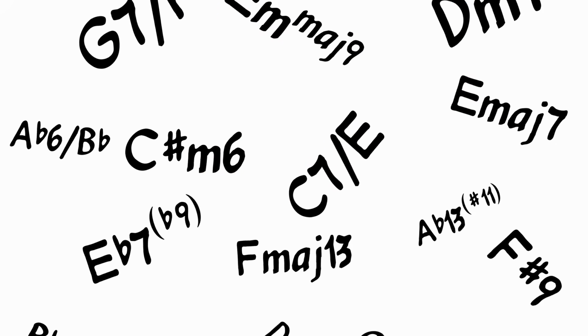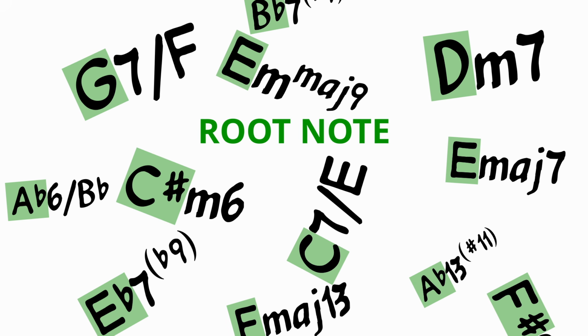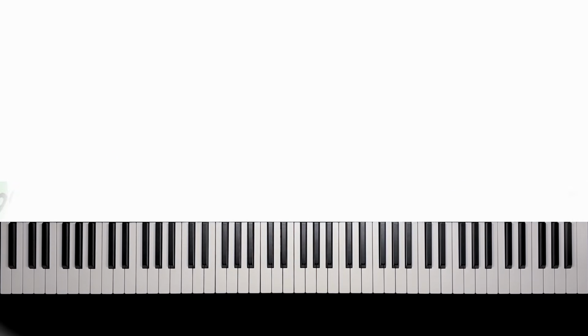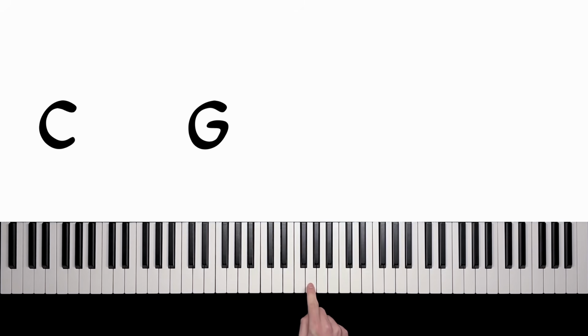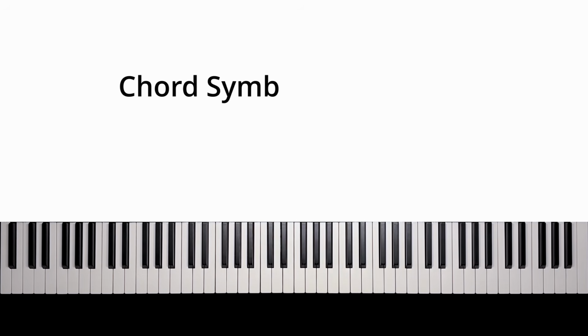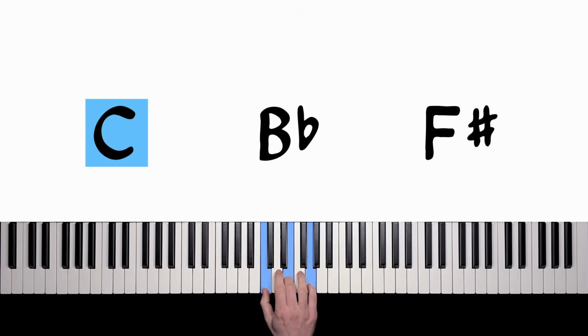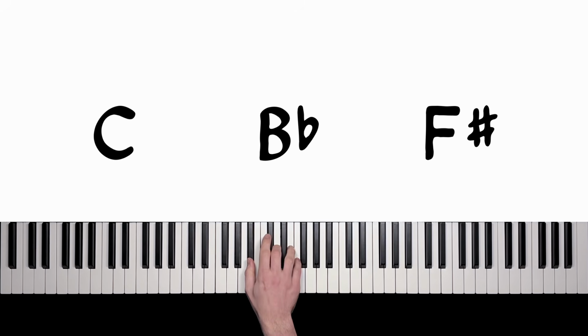First of all, every chord symbol begins with the chord's root note, which is the harmonic center. Of course, the root note can be a white key like C or G, but also a black key like F sharp or A flat. If the chord symbol consists of nothing but a root note, that indicates a major chord. So here we have a C major chord, a B flat major chord, and an F sharp major chord.